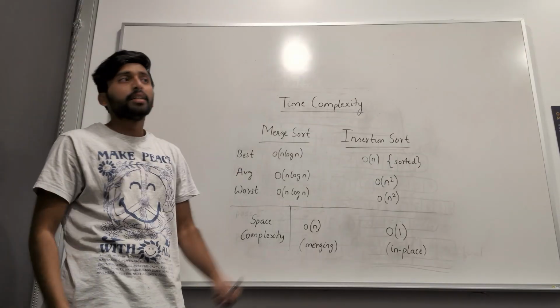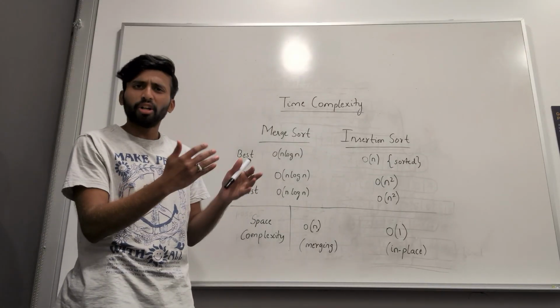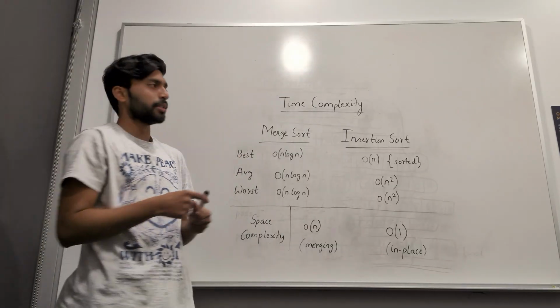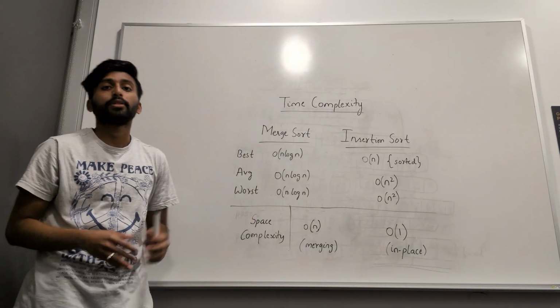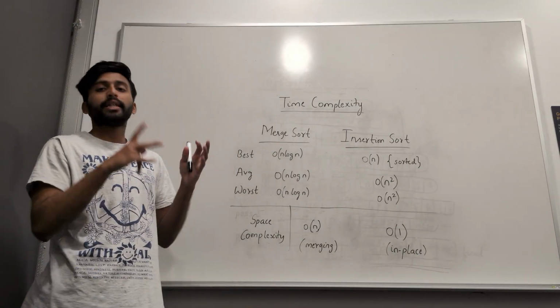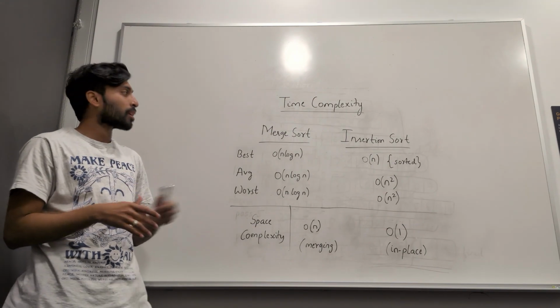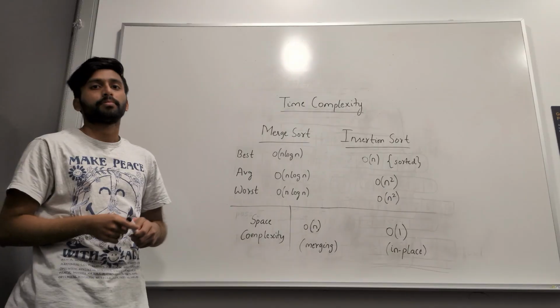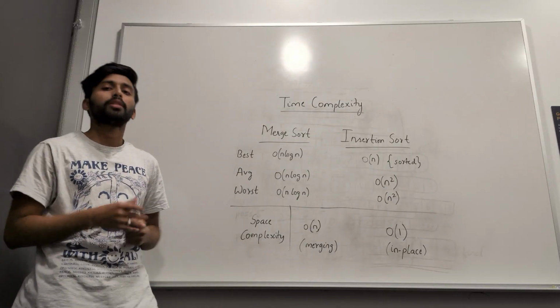Insertion sort comes in handy when you have small data and the data is nearly sorted and you don't need to do much computation. But merge sort comes into play when you have big data, realistic scenarios, and you need to sort a lot of data. Most of the use cases use merge sort. Merge sort is the most used in today's world.